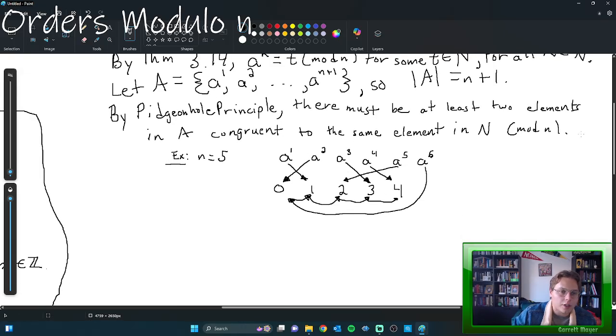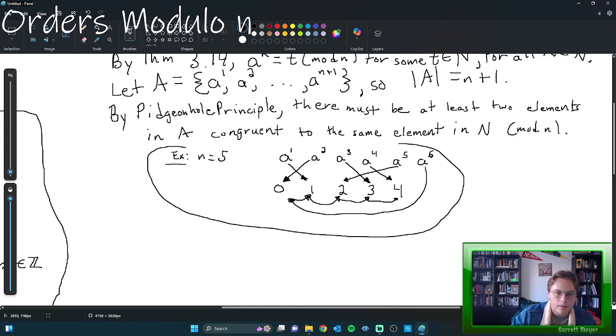And that's kind of how the pigeonhole principle works in this example. And I'll just circle that to explicate how the pigeonhole principle works here.